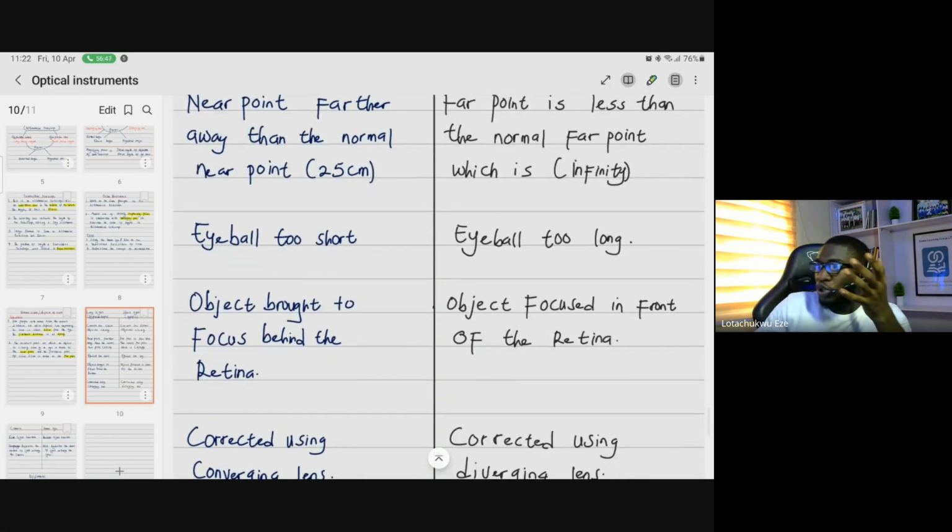Now, another thing that happens to the long sight is that their eyeballs are too short, right? But I don't know how to explain this in Yoruba. But it simply means the eyeball is too short. You know, there's something they say in Igbo language.